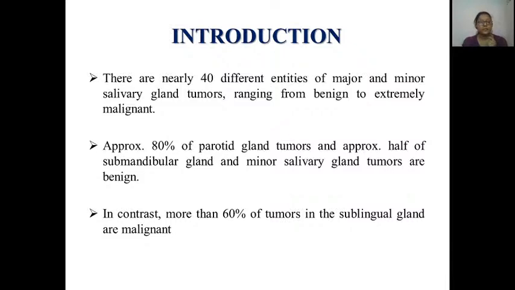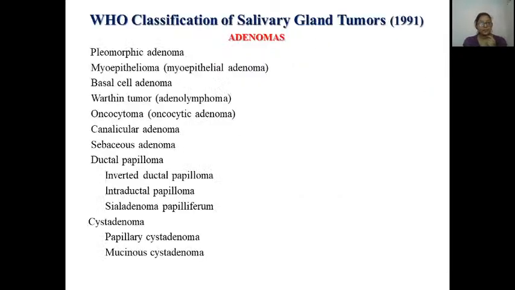Approximately 80% of the parotid gland tumors and approximately half of the submandibular gland and minor salivary gland tumors are benign. In contrast, more than 60% of the tumors in the sublingual gland are malignant. Now, this was the WHO classification of the salivary gland tumors that was given in 1999. The various classifications of adenomas and carcinomas are listed here.